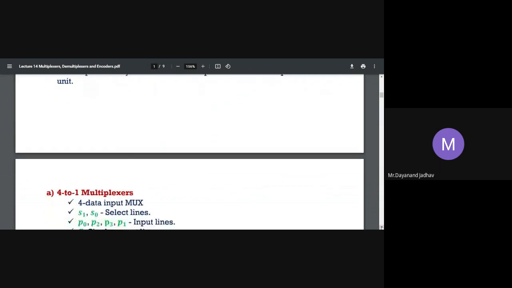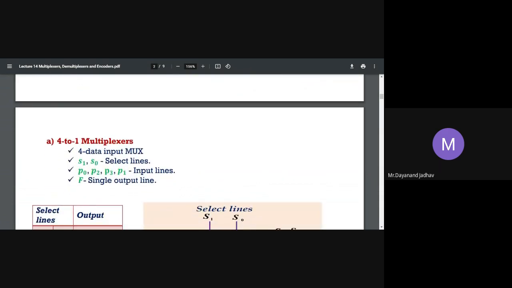See here now about the 4 is to 1 mux, 4 to 1 multiplexer. There are different types of multiplexer like 2 is to 1, 4 is to 1, then 8 is to 1, then 16 is to 1, 32 is to 1. These are the different multiplexers. 2 is to 1: two inputs are there, only one output. 4 is to 1 mux: four inputs are there, only one output.